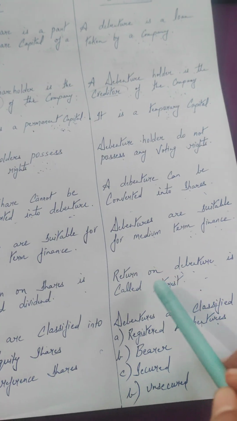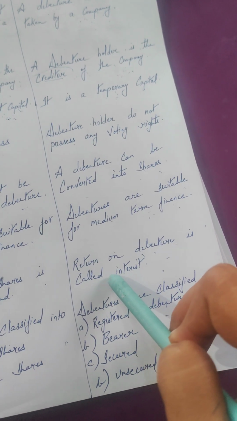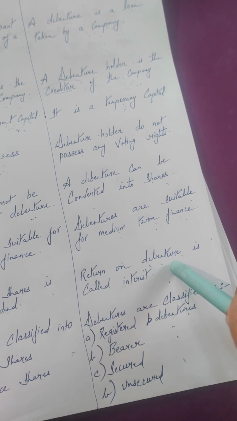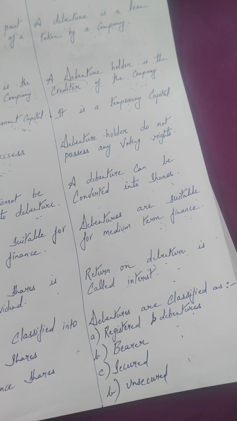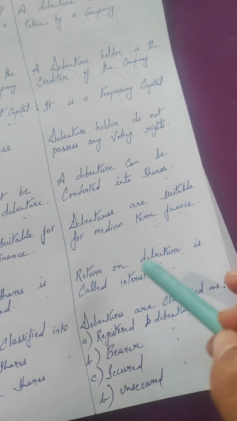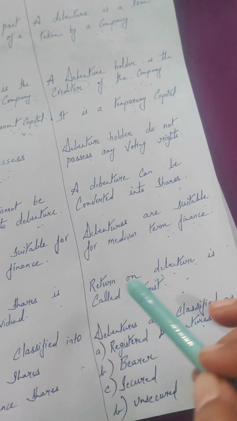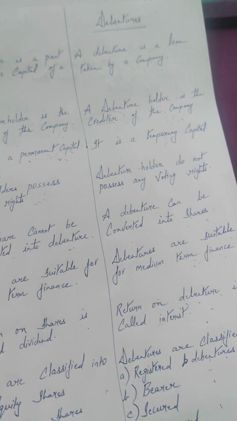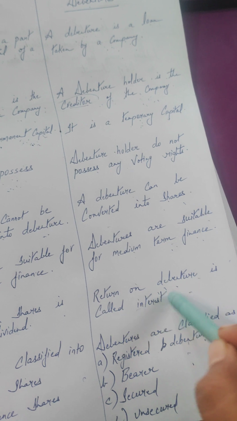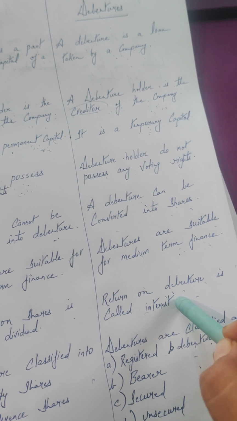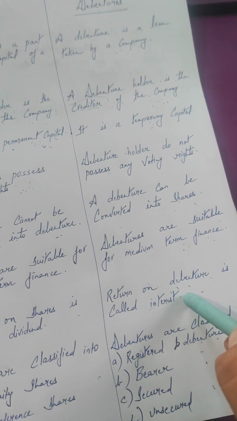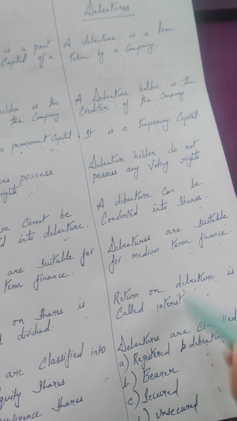In the same way, return on debenture is called interest. Being a debenture, it is fixed at the time of issue. Whatever the rate is, whenever you are taking the loan, the rate is fixed. It's not changing. But interest is paid even when the company has no profit. When the company isn't making any profit, then also you have to pay the interest. You cannot skip that interest. Whether the company is getting profit or loss, it doesn't matter, you have to pay the interest. So return on debenture is called interest.